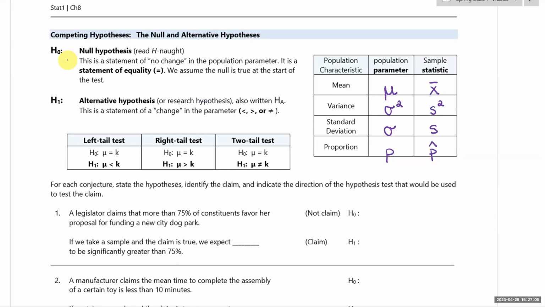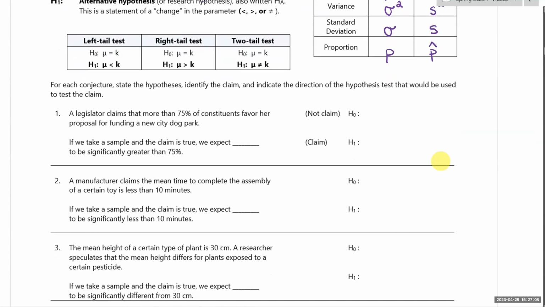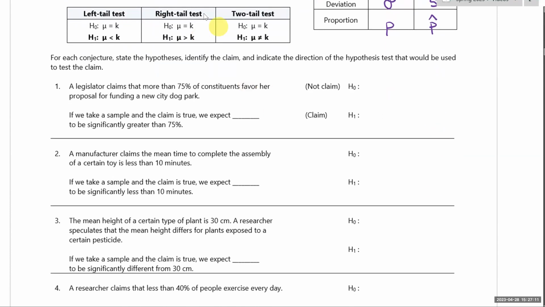Okay, so let's start to talk about writing the hypotheses, and I'll talk about this part once we get into an example. So it says for each conjecture, we're going to state the hypotheses. We're going to identify a claim that's being made and indicate the direction of the hypothesis test. And we'll talk about direction here in a moment. So let's jump into a claim being made. So in hypothesis testing, a claim will be stated. And in this case, a legislator claims that more than 75% of constituents favor her proposal for funding a new city dog park.